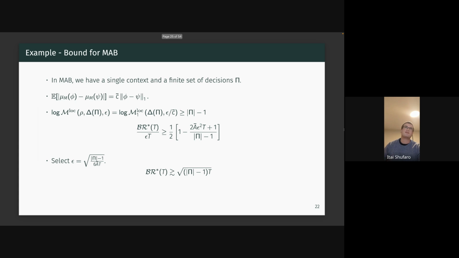Just to clarify, let's look at this example for multi-armed bandit problems. In multi-armed bandit problems, we have a single context and some finite decision set pi. We also know that this mean difference is equal to a constant times the L1 norm between two stochastic decisions, where each decision is a vector in the probability simplex, and this is simply the L1 norm between these two vectors. Then the log packing number can be upper bounded by the cardinality of the decision set minus 1. If we substitute this into our lower bound, we get this expression. By choosing this value of epsilon, which maximizes the lower bound, we get that the Bayesian regret is bigger than, up to some constant, the square root of the cardinality of pi minus 1 times t, which is exactly the well-known lower bound for multi-armed bandit problems.